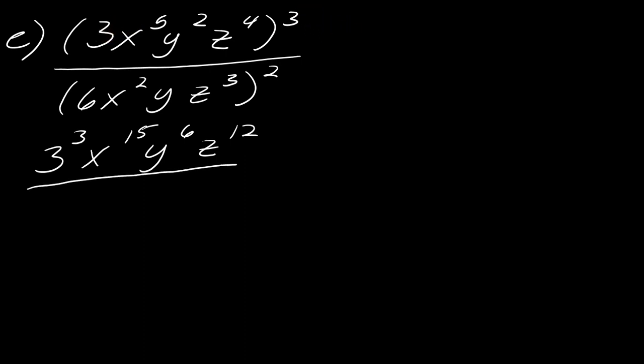So now let's set up the bottom. So this will be 6 squared. Now I multiply all of these by 2. So 2 times 2 is 4. This will be y squared, and then this will be z to the 6th. So now I can see what I need to do next. So 3 times 3 times 3.